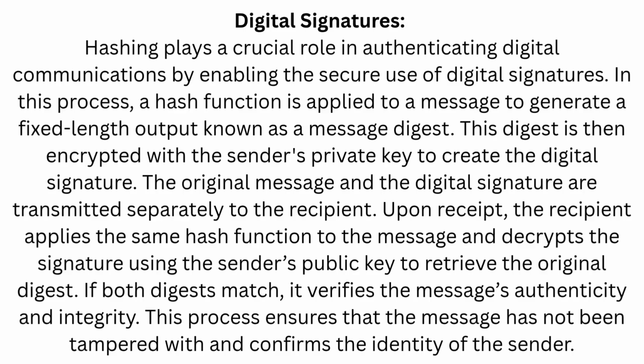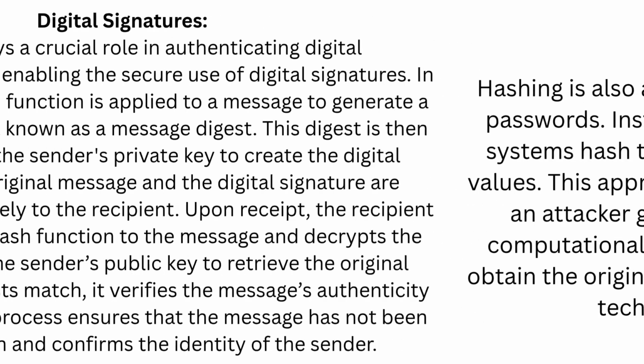Upon receipt, the recipient applies the same hash function to the message and decrypts the signature using the sender's public key to retrieve the original digest. If both digests match, it verifies the message's authenticity and integrity. This process ensures that the message has not been tampered with and confirms the identity of the sender.